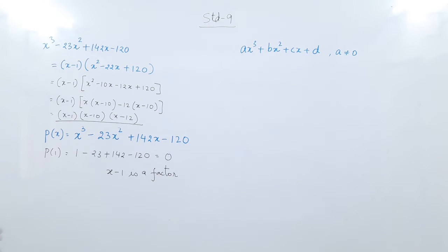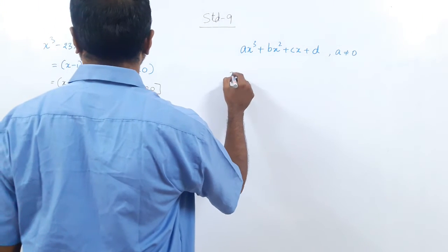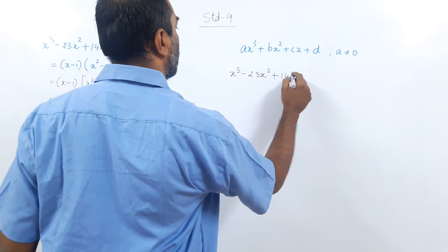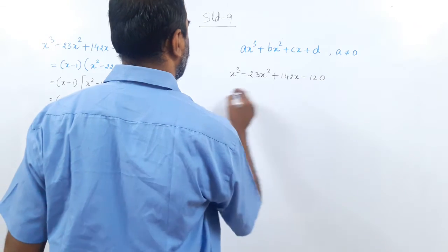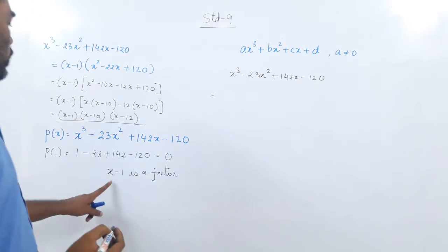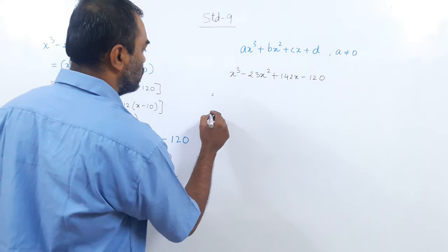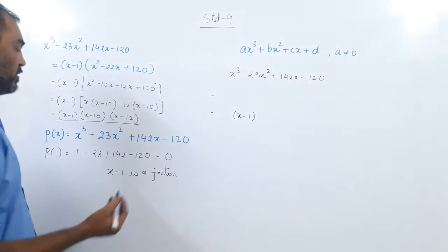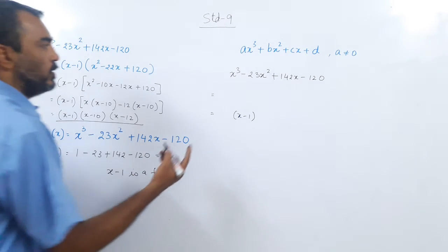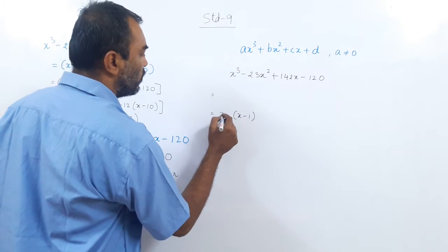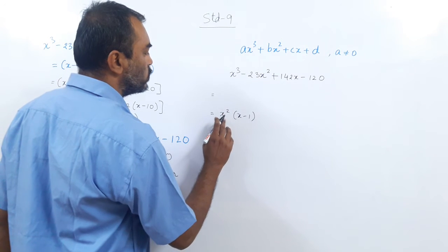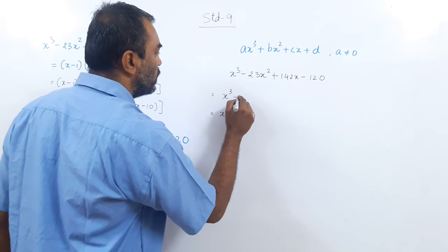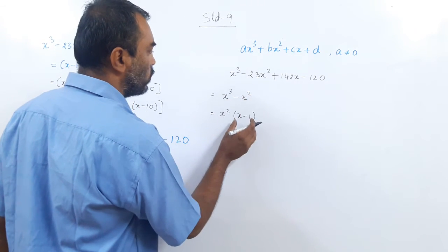Yes? So we have got x cube minus 23x square plus 142x minus 120. Now we know x minus 1 is a factor. So what I will do, I will write x minus 1 as a factor in the next step. This is the easier method to work on. X minus 1. Now how do I get x cube? If I multiply by x square, I get x cube. So x square into x gives me x cube, and x square into minus 1 gives me minus x square, right? So I took out common.